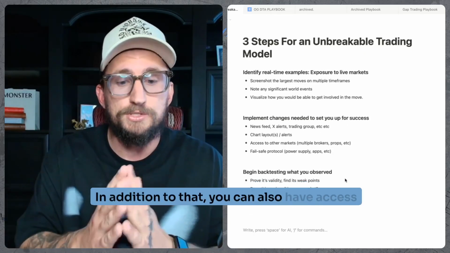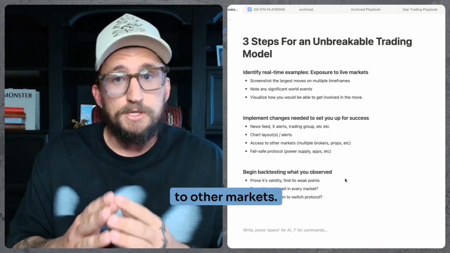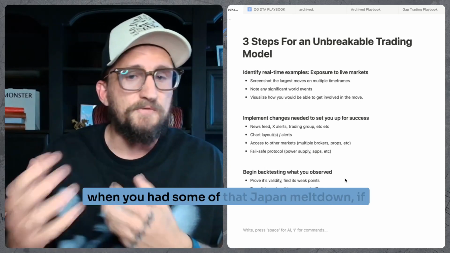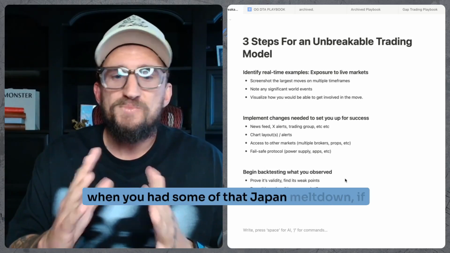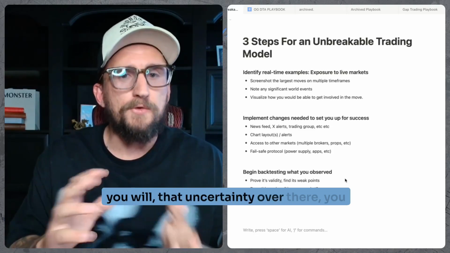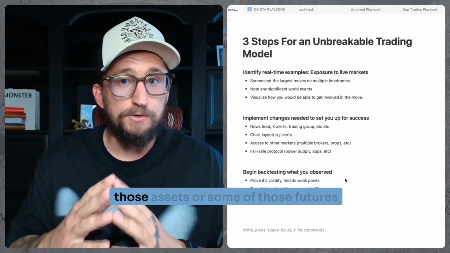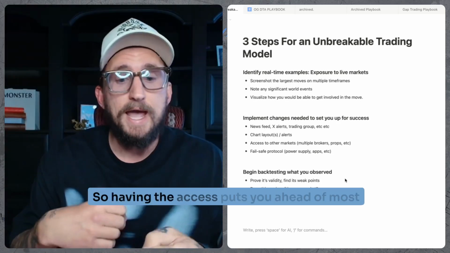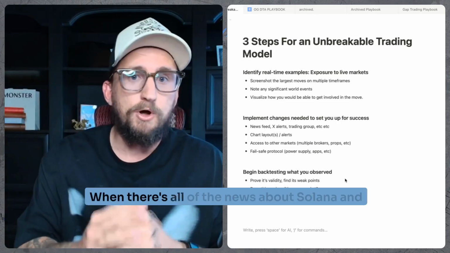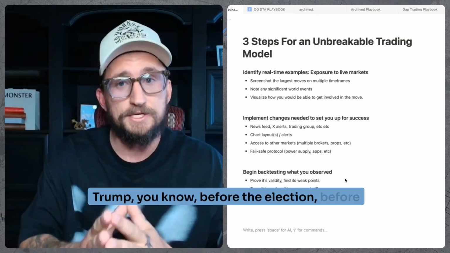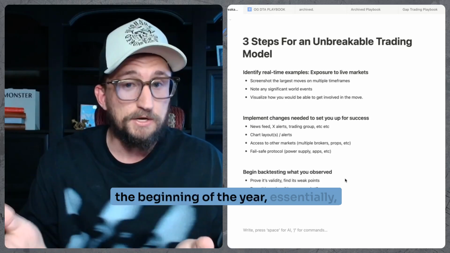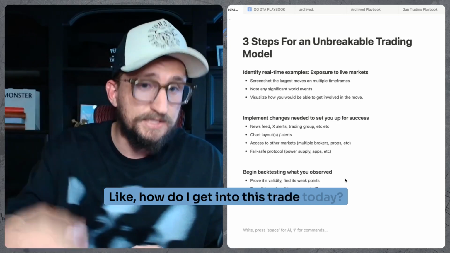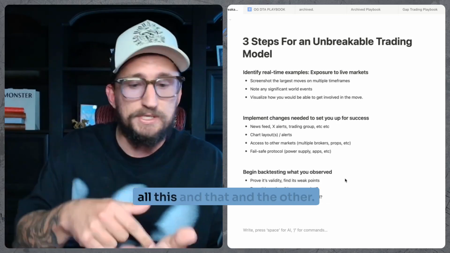In addition to that, you can also have access to other markets. This doesn't really apply right now, but if you look back to maybe August of last year when you had some of that Japan meltdown, if you will, that uncertainty over there, you might have wanted to be able to trade some of those assets or some of those futures contracts associated with some of the biggest moves there. So having the access puts you ahead of most people. When there's all of the news about Solana and Trump, before the election, before the beginning of the year, essentially, that's really something you want to be on. Like, how do I get into this trade today? Instead of, oh, let me set up an account and do all this and that and the other.